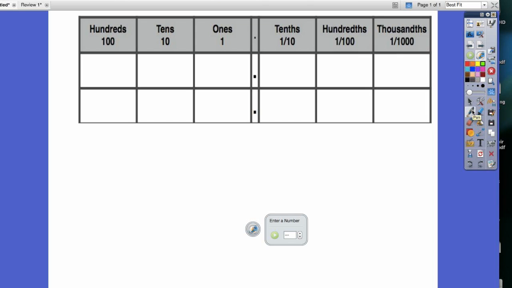So if I have a number that looks like this, think about how we just did that previous problem. How would I know what to do with that number? How do I know what to do? Here, why don't you come show me on the board what you would do?